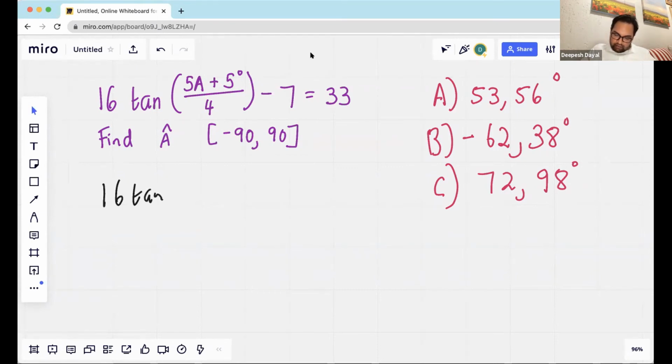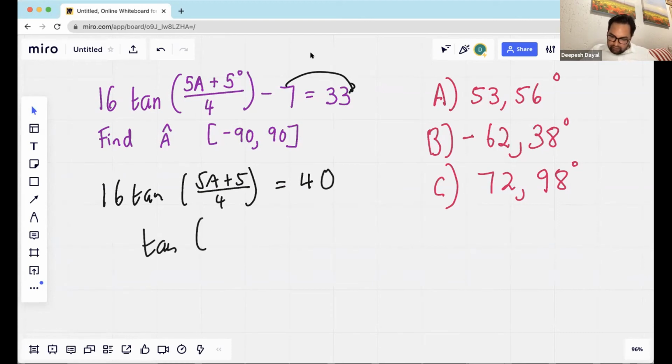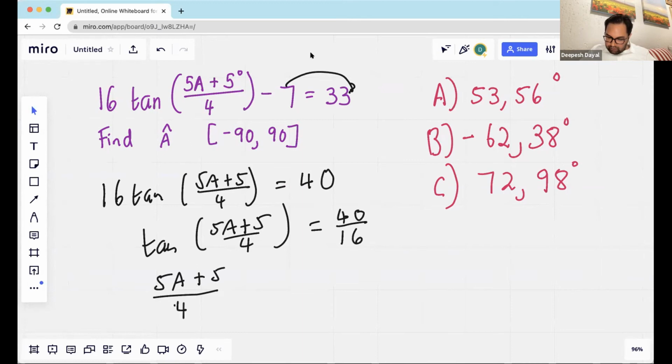16, 10, 5a plus 5 over 4 equals 33 plus 7, which is 40. Then we're going to say 10, 5a plus 5 over 4 equals 40 over 16. Then we're going to say 5a plus 5 over 4 equals to shift 10 of 40 over 16.